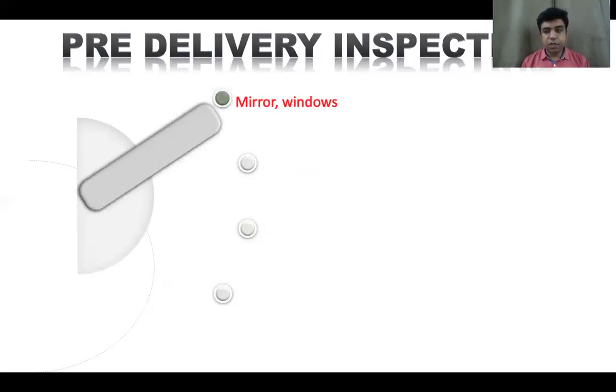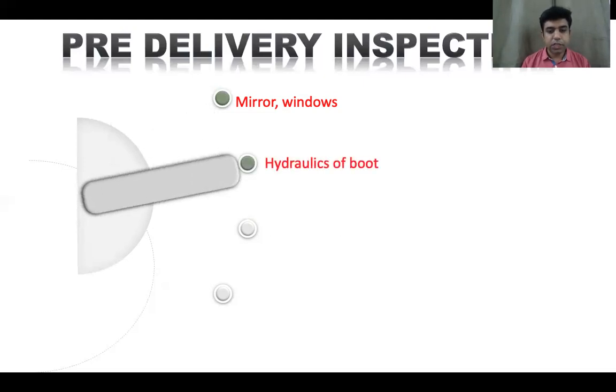Later on, we need to check the condition of the mirrors and windows, and the operation of the windows if they are power operated. We need to check the hydraulics of the boot. Nowadays, almost all cars come with hydraulics in the boot area, right? So we need to check whether it is working or not, because many times the issue faced is leakage of hydraulic fluid at the connecting part of the boot space. Fine, so we need to check for that.